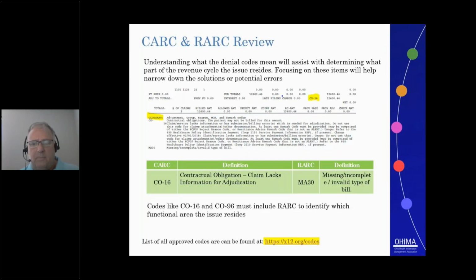It was an incomplete bill type. The full list of codes can be found on the internet at x12.org, which is the website listed above. On this site, you'll have access to all standardized code sets for review. It's a cool resource to have in your denials tool belt.